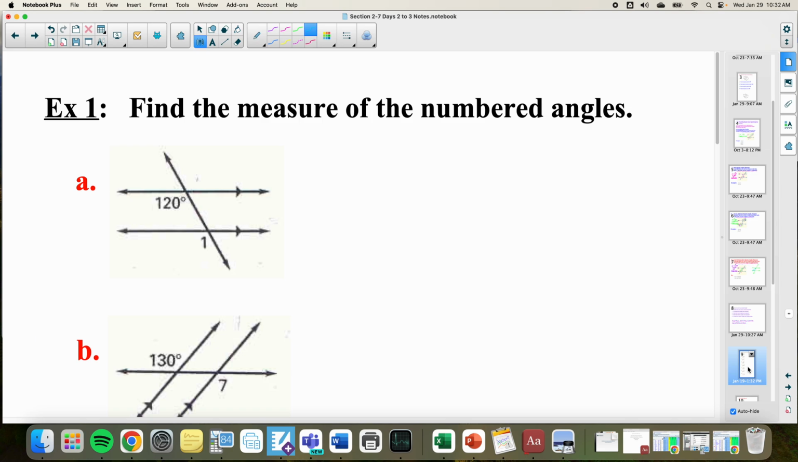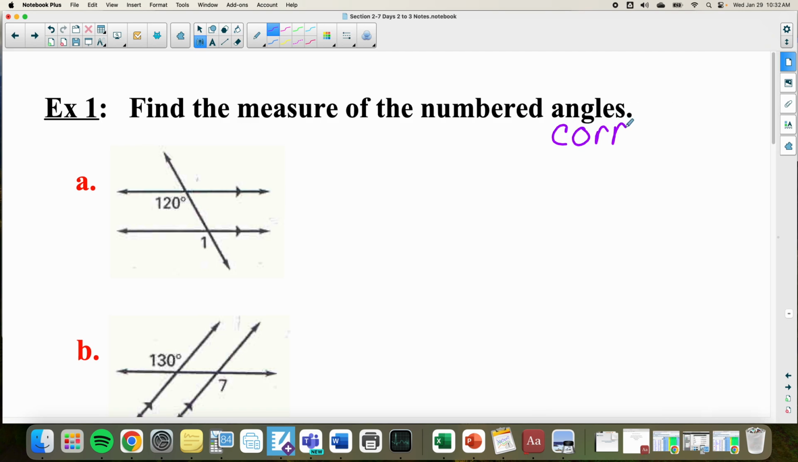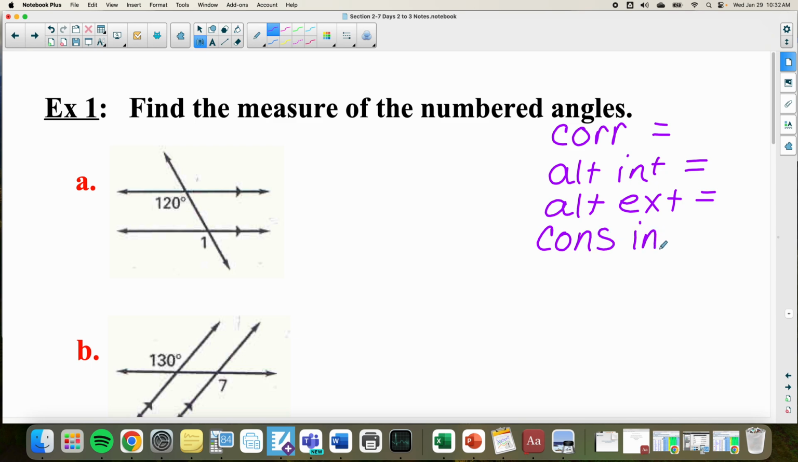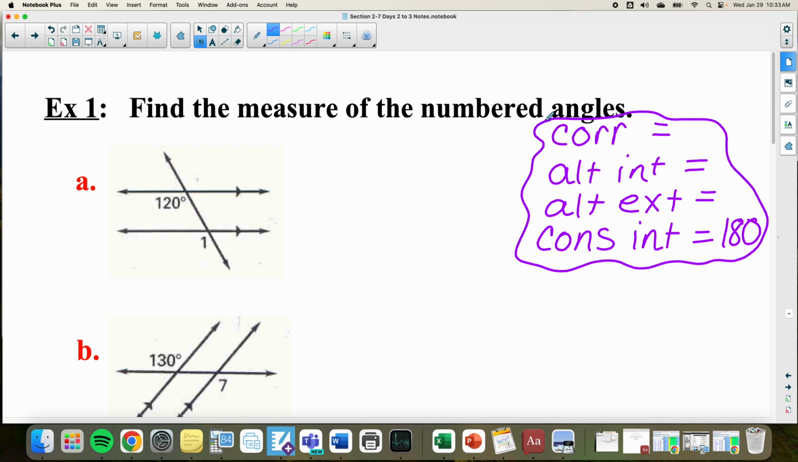Okay, let's go here. So I'm gonna write off here what we just learned. We learned that corresponding angles are equal. We learned that alternate interior angles are equal. Alternate exterior are equal, and consecutive interior equal 180. If you want to add that to your cheat sheet, feel free to do that.